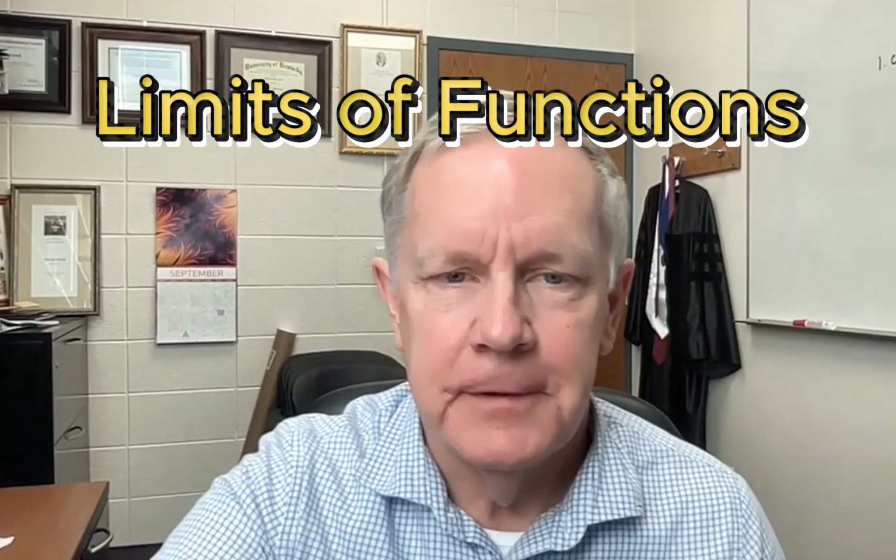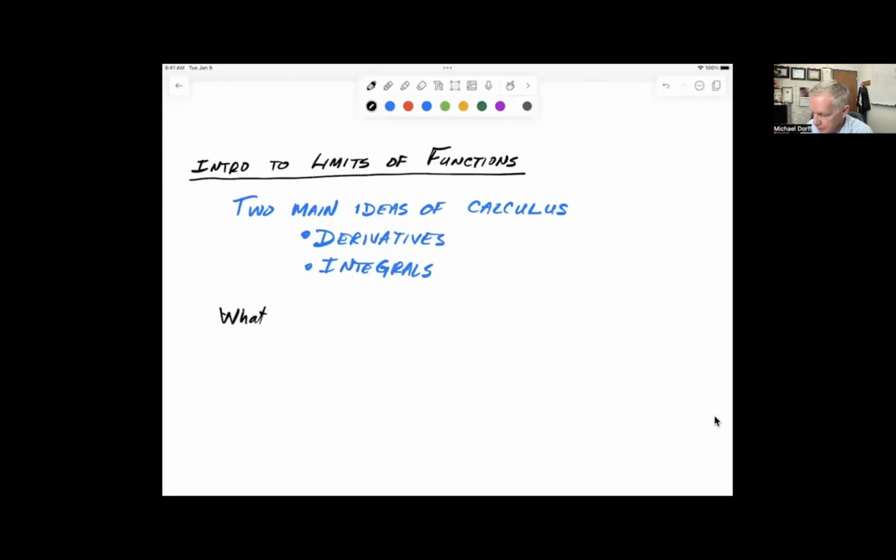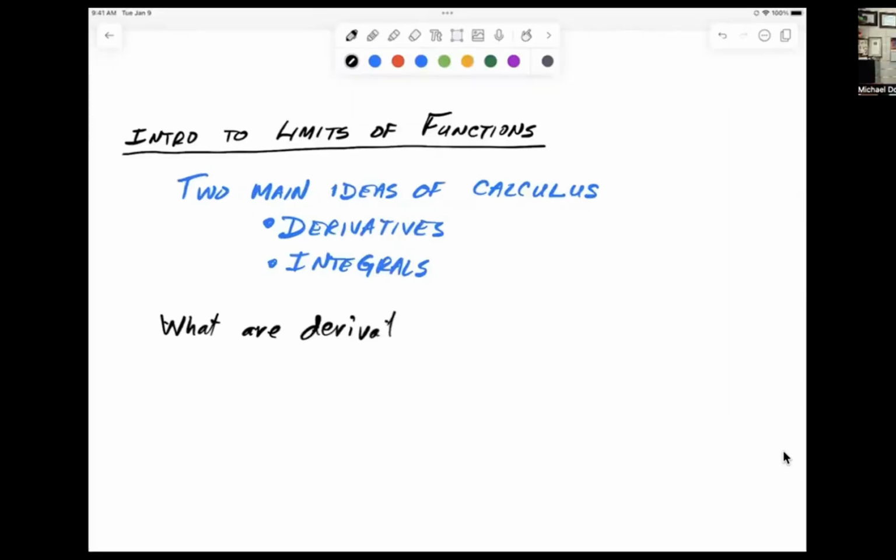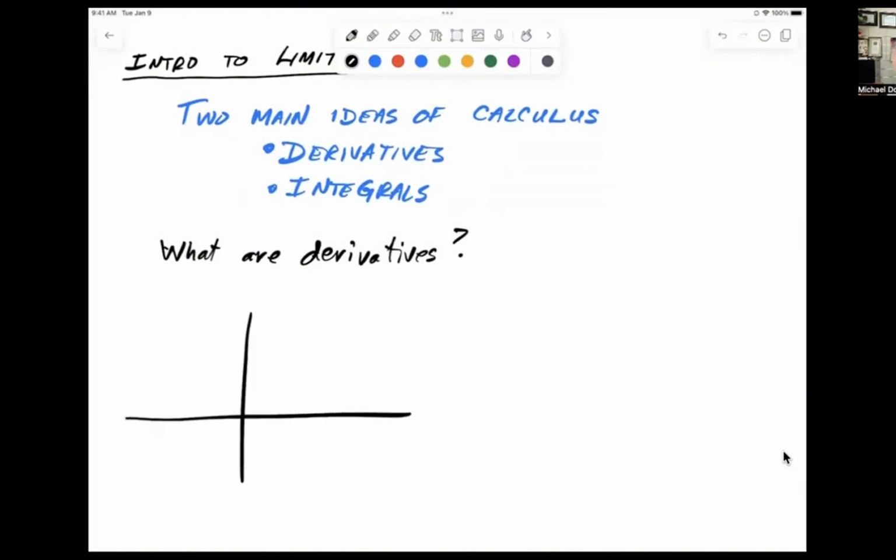Today, we're going to have an introduction to the idea of limits of functions. What are the two main ideas of calculus? They are derivatives and integrals. And so we're going to ask, what are derivatives? Well, let's look at this in terms of a function, a graph of a function.